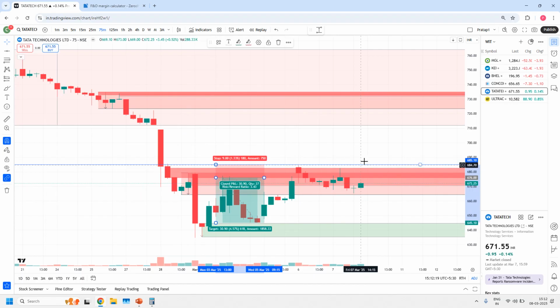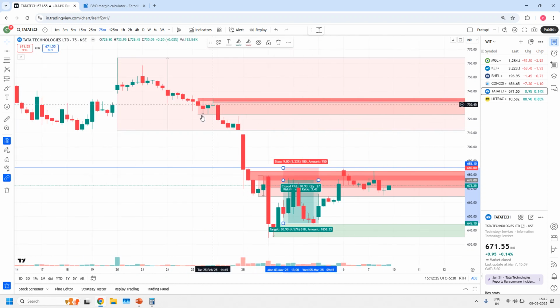Suppose this zone is further violated and price moves up, this is still valid. Again you can plan. Until the daily zone is violated, any 75-minute supply zones, you can plan your bearish trade setup. Only when the daily zone is violated will the trend change to sideways.